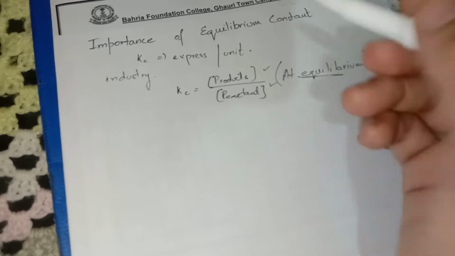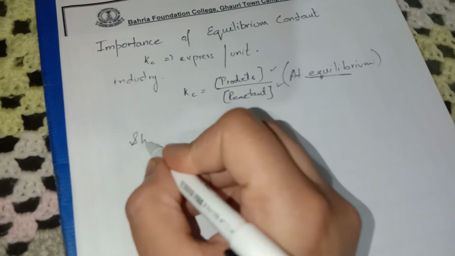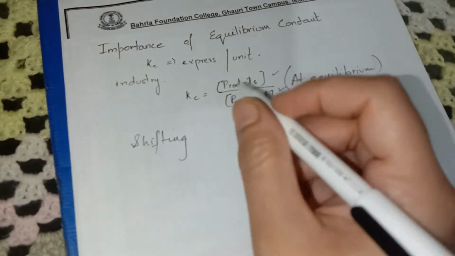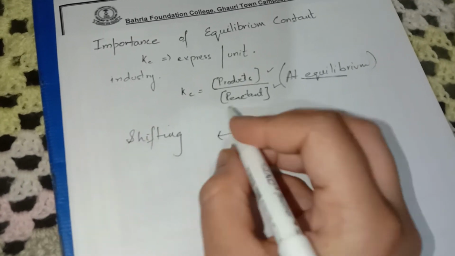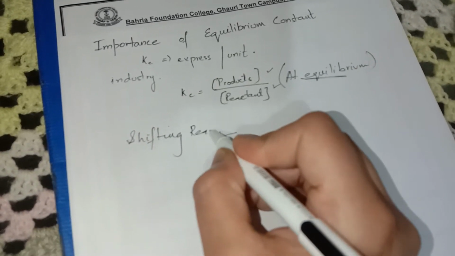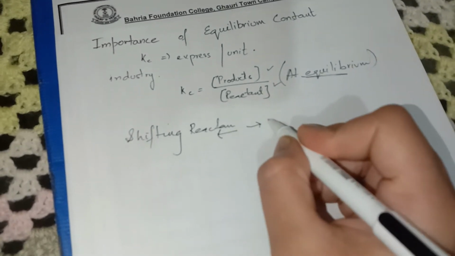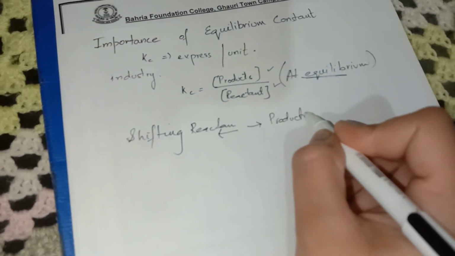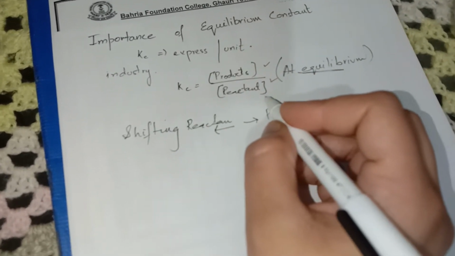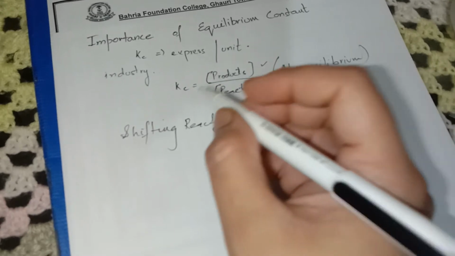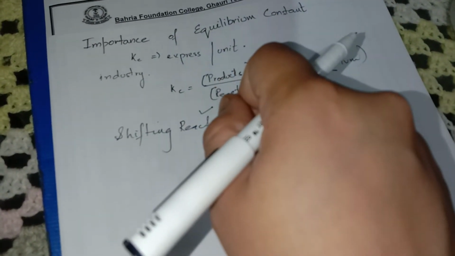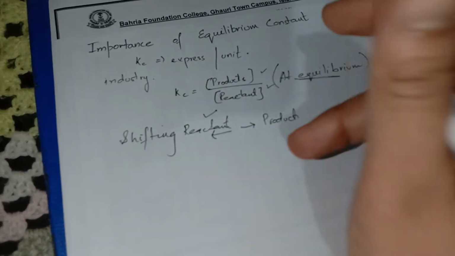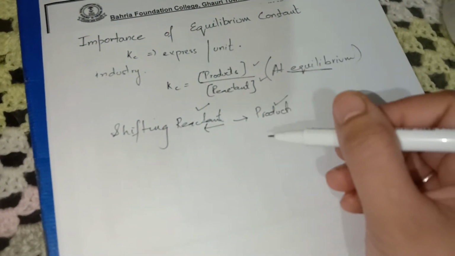Now, shifting the position of the equilibrium means that if you change any of these, the equilibrium would shift towards the reactants, or it may shift towards the products. In other words, shifting of an equilibrium means that equilibrium would now be attained if more reactants were produced, and if I say that the equilibrium is shifted onto the product side, it means the equilibrium would be attained by producing more products. Is it clear?